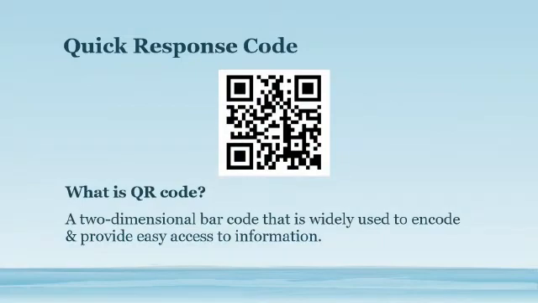QR stands for quick response. First of all, we should know what a QR code is. It is nothing but a two-dimensional barcode that is widely used to encode and provide easy access to information, which means when we scan the QR code, it gives some response to the user. The response may be an image, a text, a URL, a person's contact number, whatever it may be.